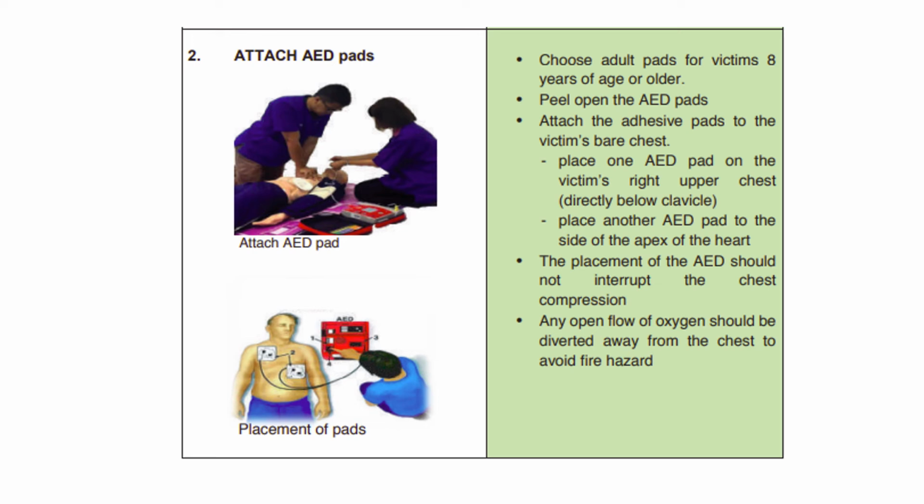Choose adult pad for victim 8 years of age or older. Peel open the AED pads. Then attach the adhesive pad to the victim's bare chest. Then place one AED pad on the victim's right upper chest, meaning directly below the clavicle, and place another AED pad to the side of the apex of the heart.